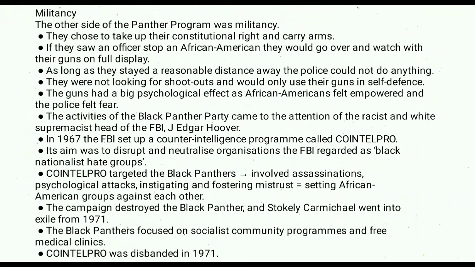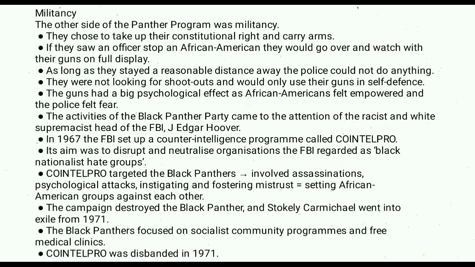The activities of the Black Panther Party came to the attention of the racist, white supremacist head of the FBI, J. Edgar Hoover. In 1967, the FBI set up a counterintelligence program called COINTELPRO. Its aim was to disrupt and neutralize organizations the FBI regarded as black nationalist hate groups. COINTELPRO targeted the Black Panthers through assassinations, psychological attacks, investigating and fostering mistrust, and setting African American groups against each other. The campaign destroyed the Black Panthers, and Stokely Carmichael went into exile from 1971.